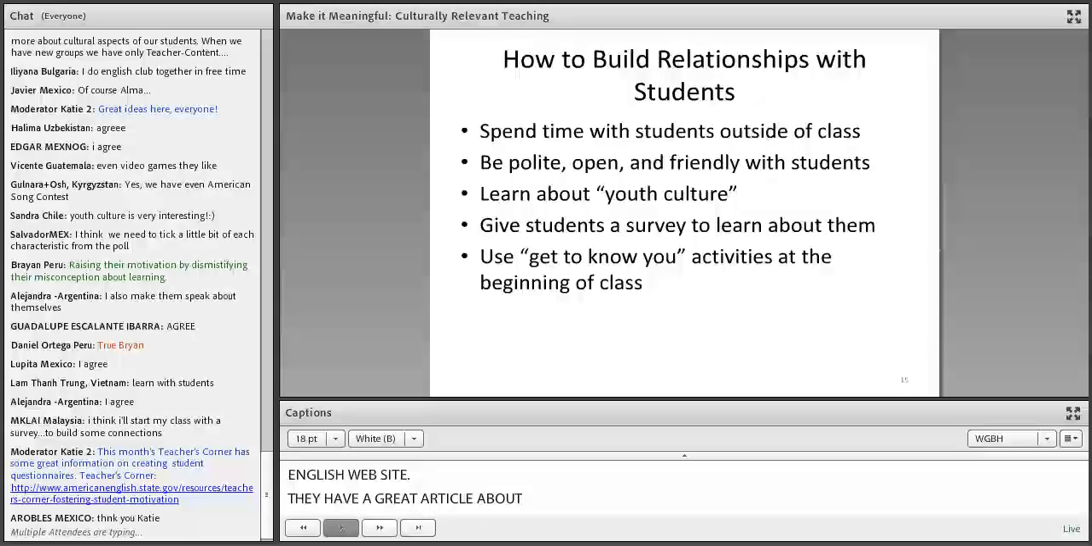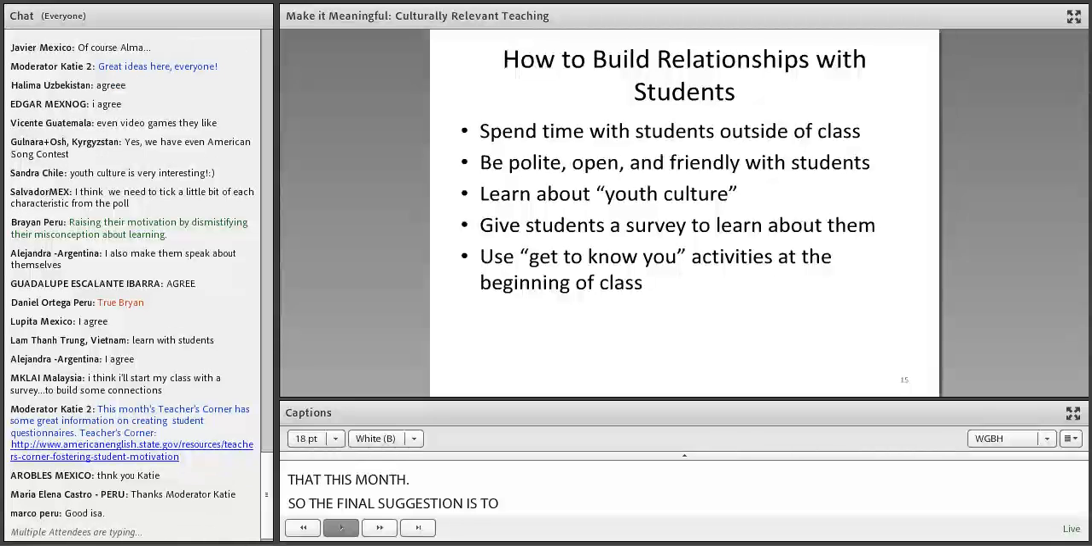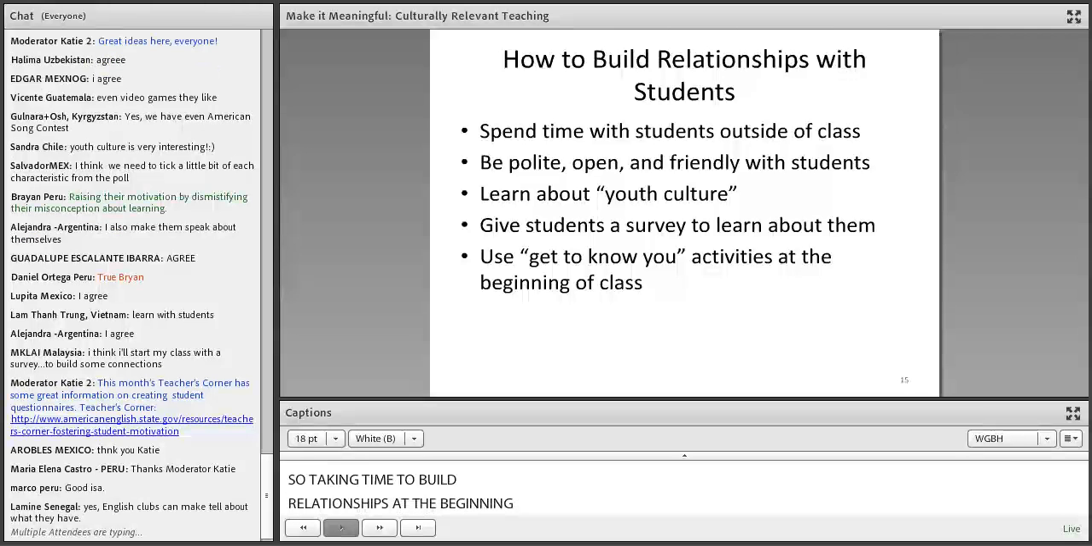So the final suggestion is to use getting-to-know-you activities. About 45% of you said you did this. Taking time to build relationships at the beginning of a class helps you teach more effectively later. So it really is an investment worth making.